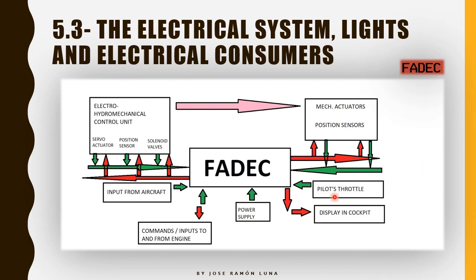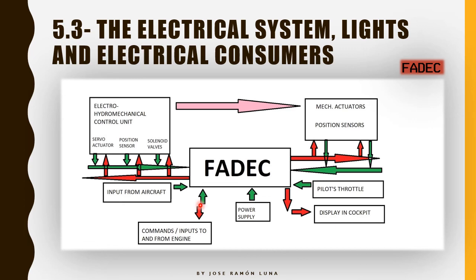Then we have the pilot throttle. As you can see, the pilot is just one of the many inputs that the FADEC is getting. So we are not the boss anymore, right? The FADEC is the boss now. The FADEC is gonna give us a display in the cockpit. It needs a power supply, as we said before. There are gonna be commands and inputs to and from the engine, okay?